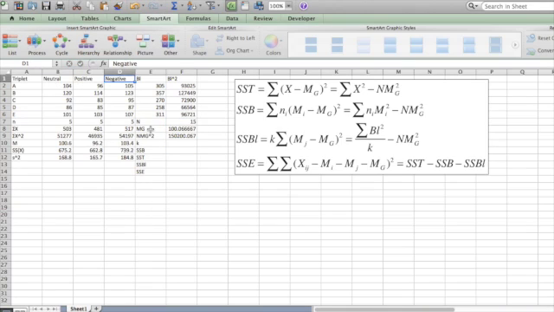K is the number of conditions, or groups, treatments. I have 3 of them. That's what K is. So now I'm going to move on to calculating sum of squares between.